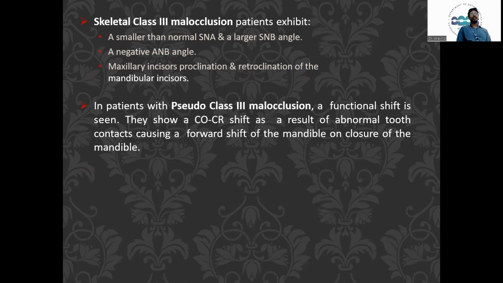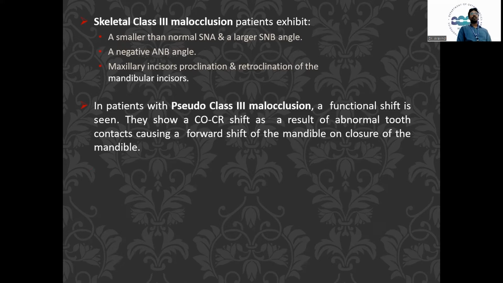So patients with skeletal class 3 malocclusion usually exhibit the following features. They would have a smaller than normal SNA and a larger SNB angle. This in turn leads to a large negative ANB angle. Also, maxillary incisors will be proclined and retroclined mandibular incisors will also be present.